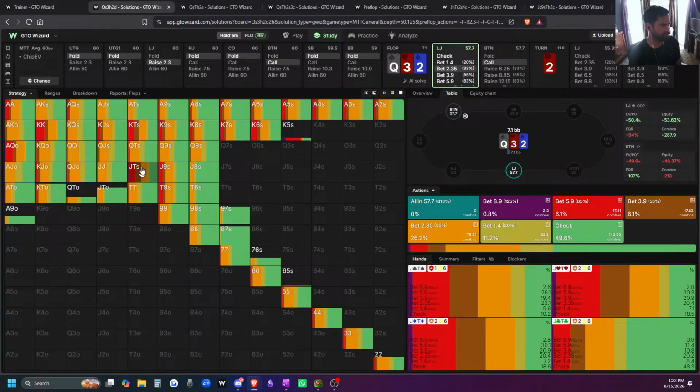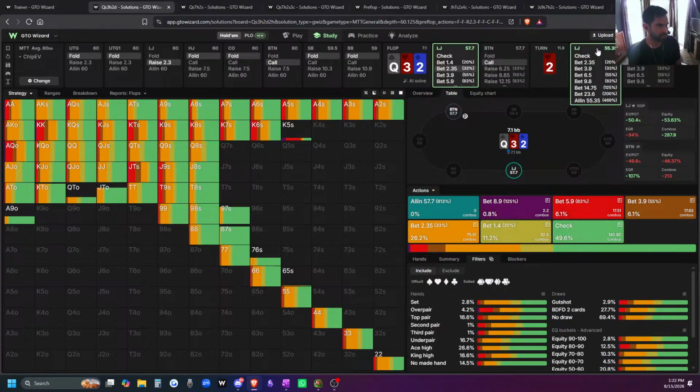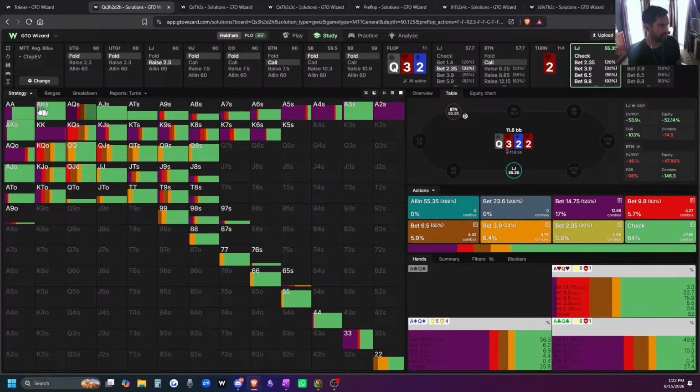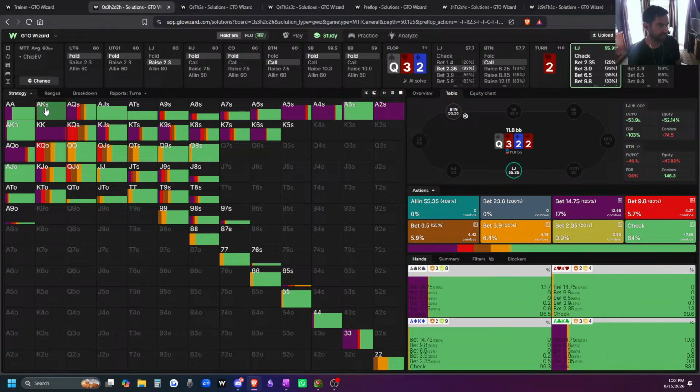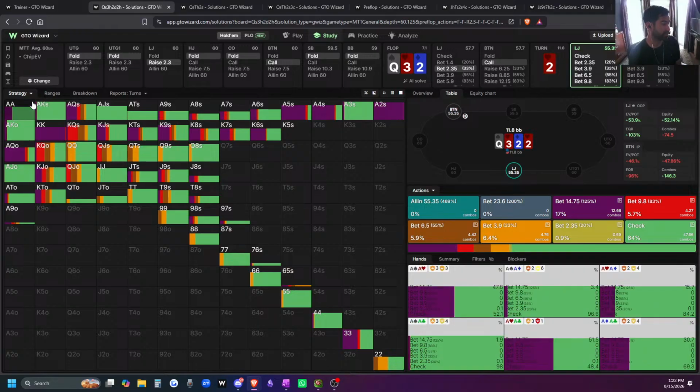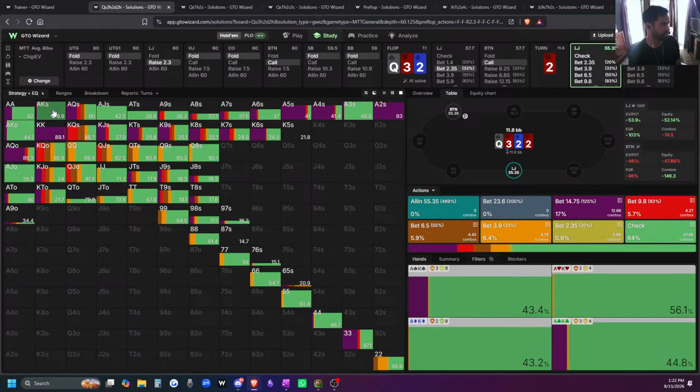As far as undercards to the queen, yeah, I think I'm just check folding. I had ace king of spades here. It is overbetting with ace king of spades at a high frequency. I mean, not at a high frequency. I'm sorry, it's checking at a high frequency, but it is using this hand.